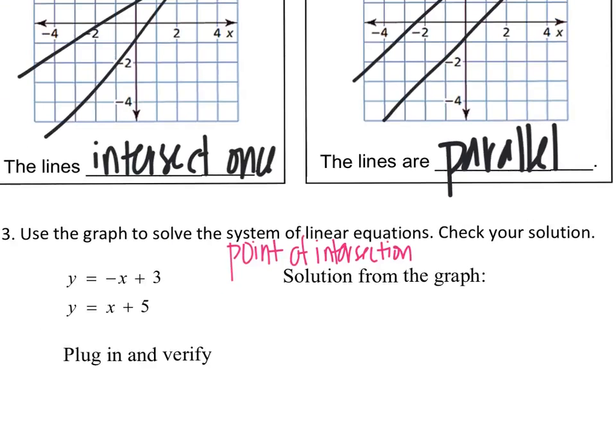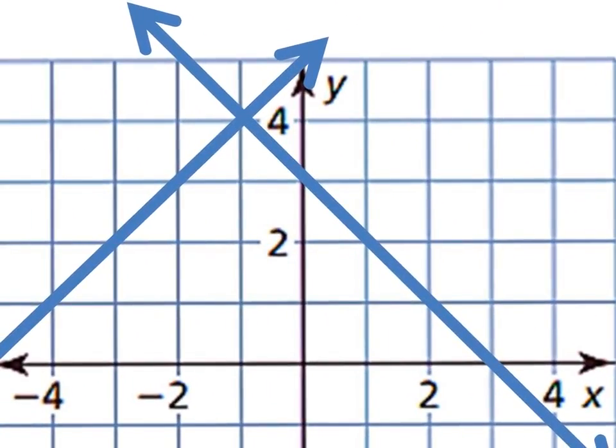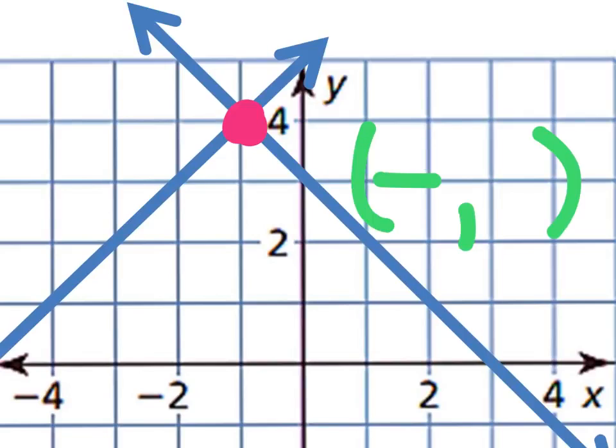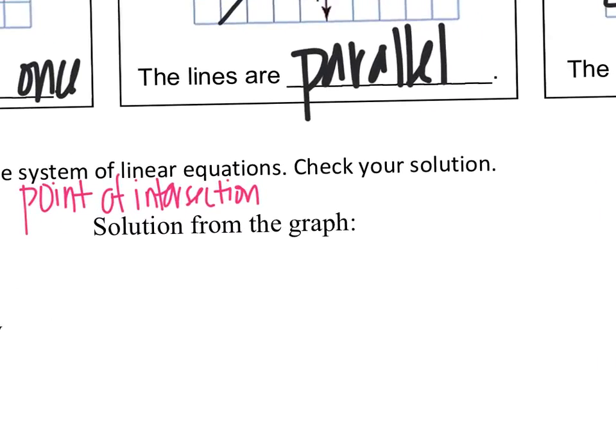So I'm going to go over here to my graph to the right, and I'm going to look at where these lines intersect. Well, we can see they intersect right here. And this would be the ordered pair -1, 4, because we start at 0. And when I plot ordered pairs, we always go left or right first, and then we go up or down. So from 0, 0, I go left 1, and then I go up 1, 2, 3, 4. So that means that these 2 lines intersect, or their solution is going to be the ordered pair -1, 4.